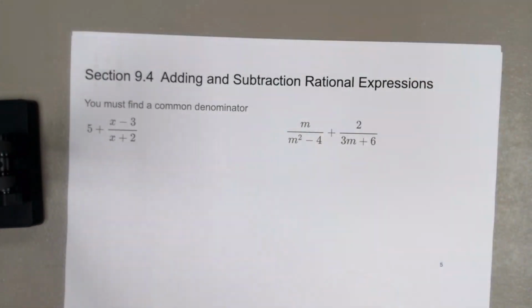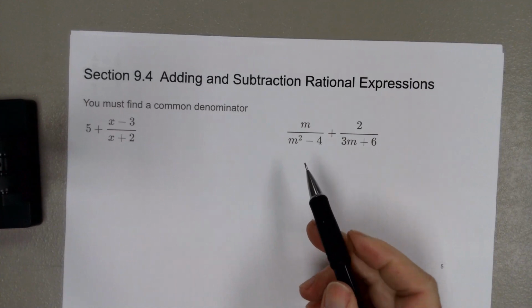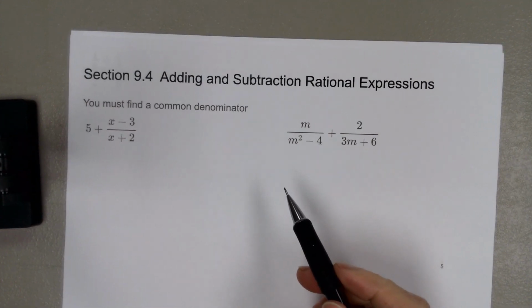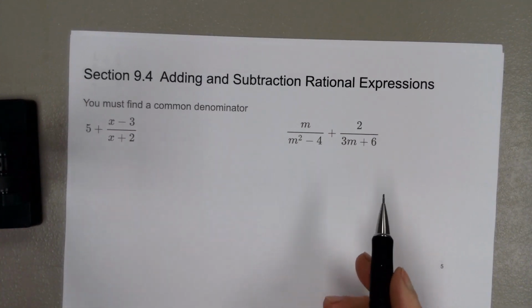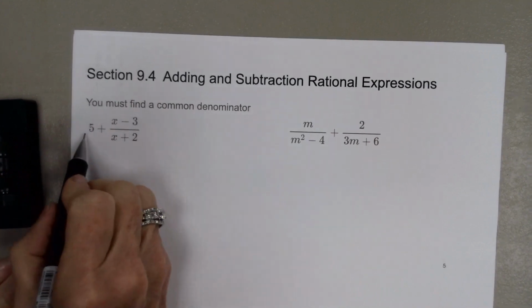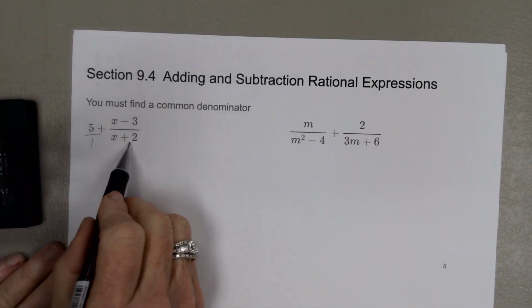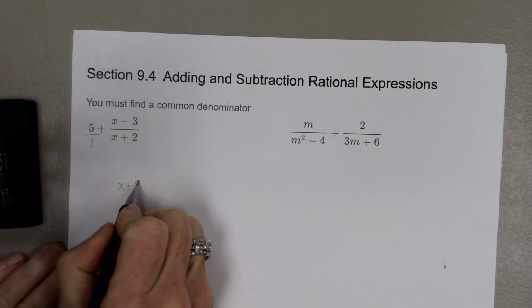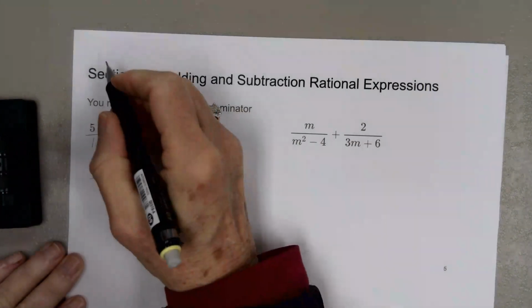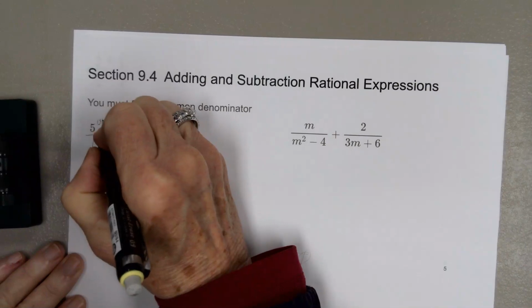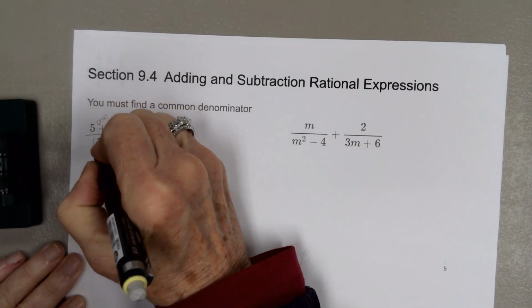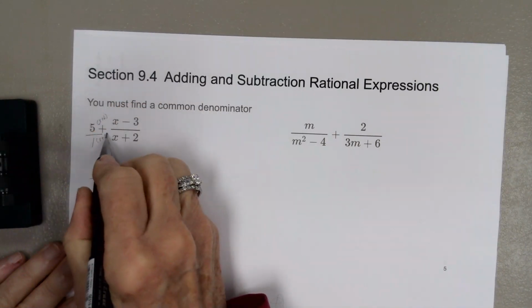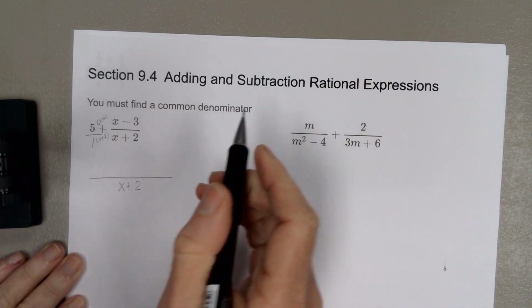Then section 9.4, you are adding and subtracting rational expressions. So you have to find a common denominator on these. If you look on this one, the denominator has to be x plus 2. So I'm going to rewrite this down here with x plus 2 on the bottom. So I have to multiply this one, top and bottom, by x plus 2, because that is what gives me the same denominator on the bottom.